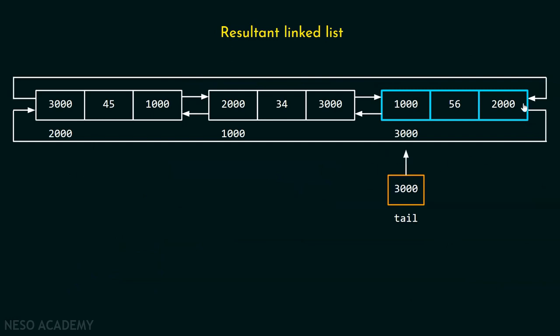This is the resultant linked list so obtained, right? And obviously the time complexity is big O of 1. There is no loop involved in adding a new node at the end of the list. That is why the time complexity is big O of 1. Now let me show the complete code in code blocks.